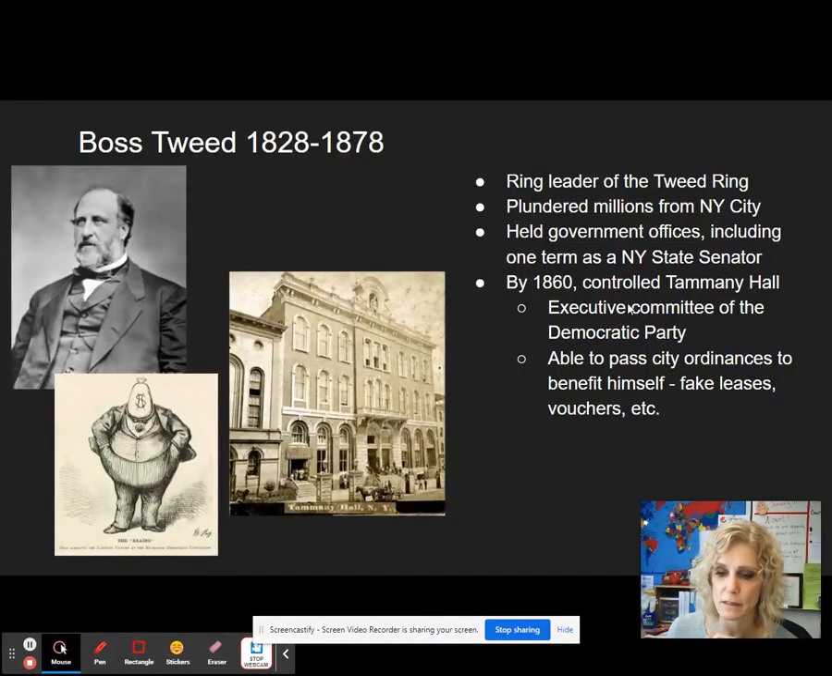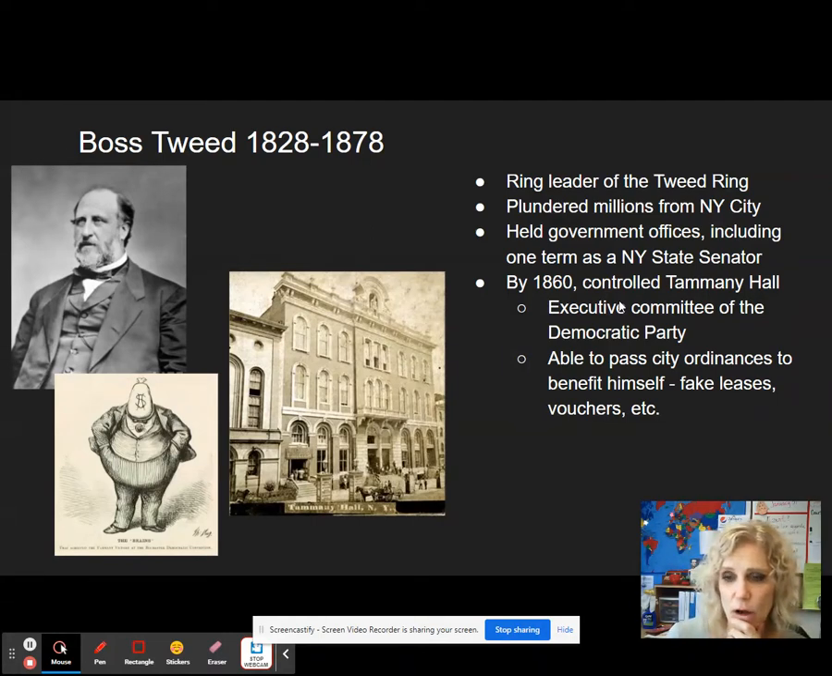One of the biggest and most famous bosses during this time was Boss Tweed. He was the ringleader of the Tweed Ring, and he lived in New York City. He plundered millions of dollars from New York City by running a political machine. He held lots of government offices, including one term as a New York senator. By 1860, he was already in full control, and he really ran Tammany Hall.